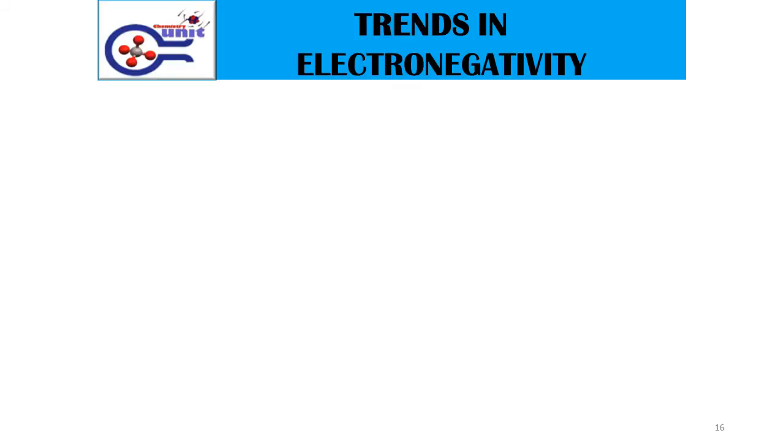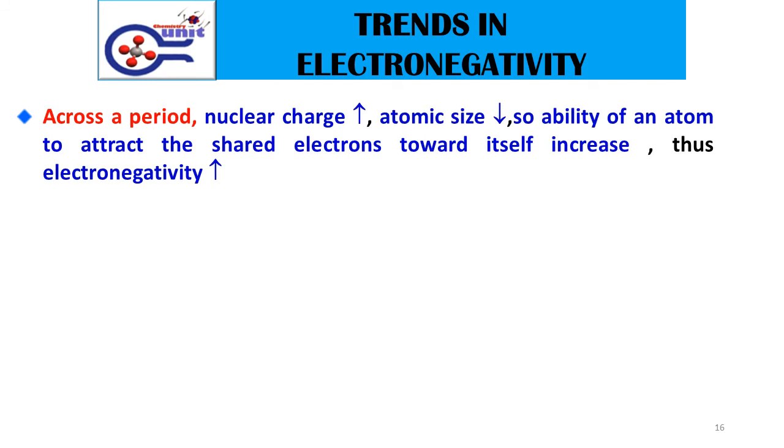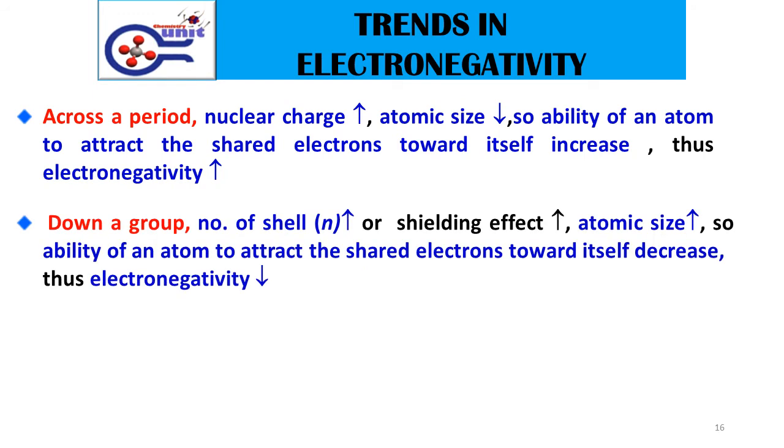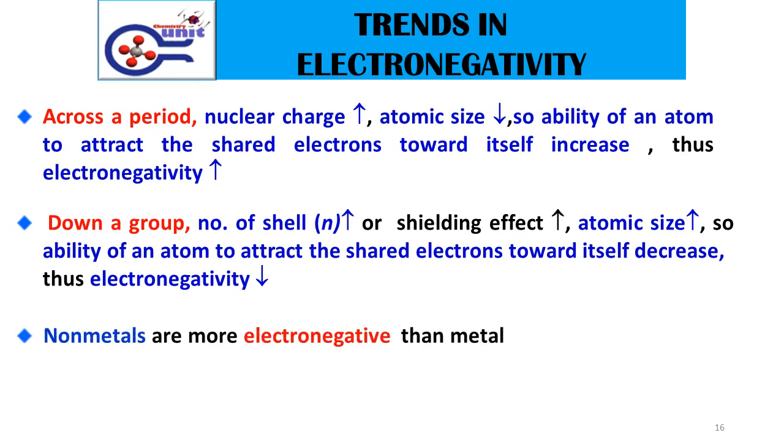Trends in electronegativity. Across a period, nuclear charge increases, atomic size decreases, so the ability of an atom to attract the shared electrons toward itself increases, thus electronegativity increases. Down a group, number of shells increases, or shielding effect increases, atomic size increases, so the ability of an atom to attract the shared electrons toward itself decreases, thus electronegativity decreases. Nonmetals are more electronegative than metals. Highest electronegativity value, 4, is assigned to fluorine.